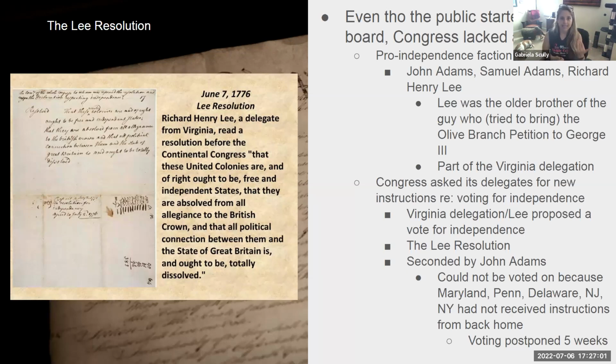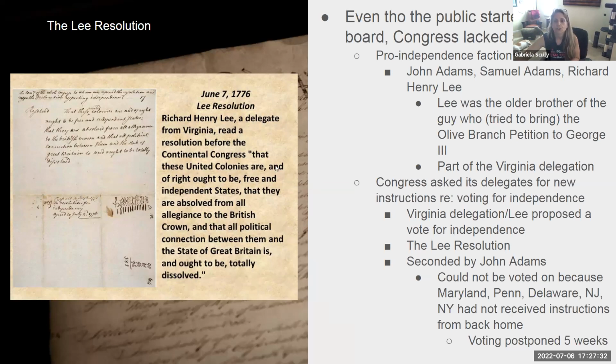Okay, so the older Lee, Richard Henry Lee, proposes a vote for independence. The whole Virginia delegation is like, okay, let's go do this. John Adams says, I second the motion. But they can't vote on it because Maryland, Pennsylvania, Delaware, New Jersey, and New York had not yet heard back from their legislatures, right? So they say, okay, we'll wait 5 weeks and we'll see if this happens.